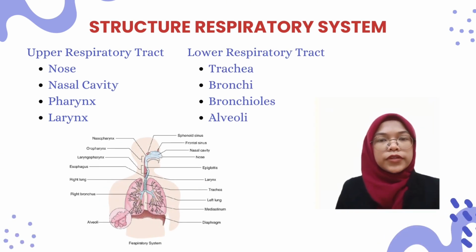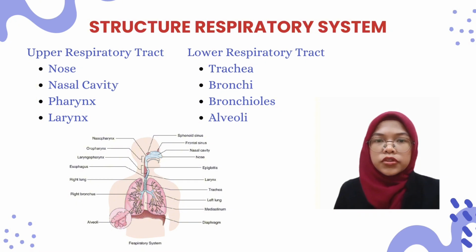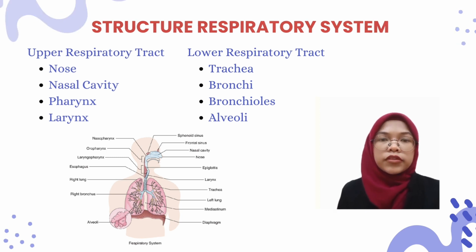Our group member will present chapter 10, which is disease of respiratory system. Before that, I will explain a bit about the structure of respiratory system. They were divided by two, upper and lower tract. Upper tract include nose, nasal cavity, pharynx, and larynx, while lower tract consist of the trachea, bronchi, bronchioles, and alveoli. This structure ensures efficient oxygen intake and carbon dioxide removal.